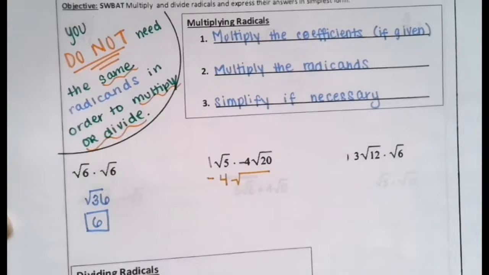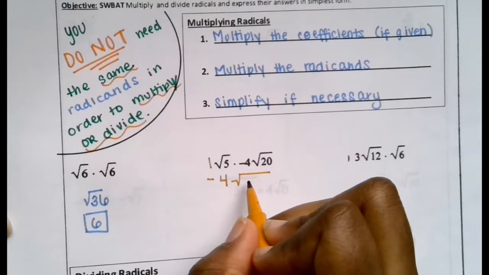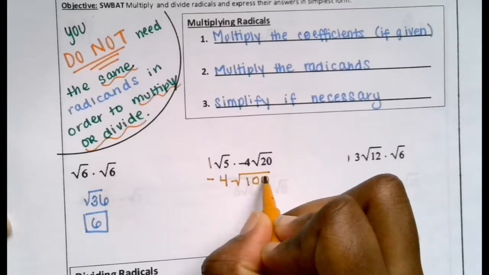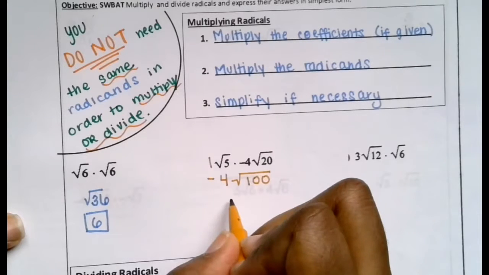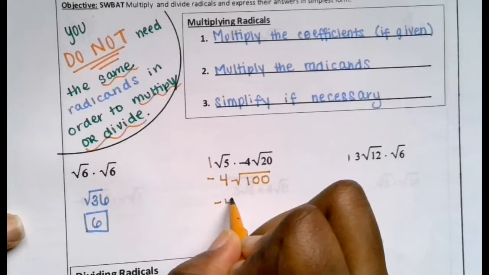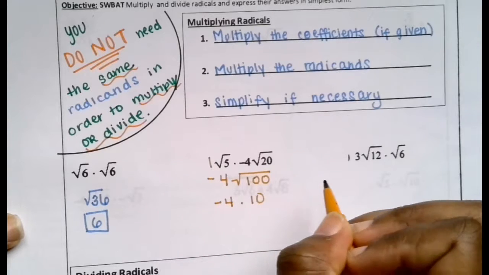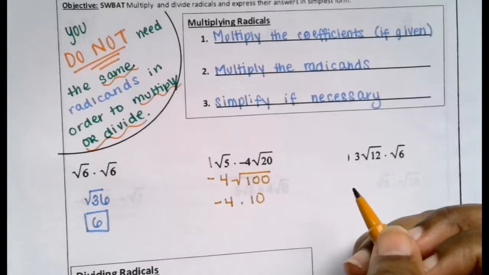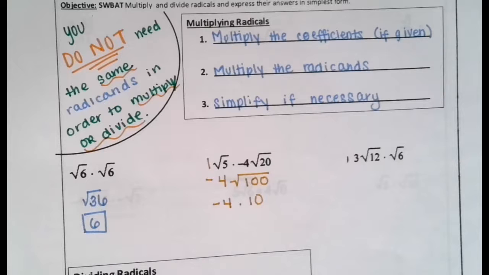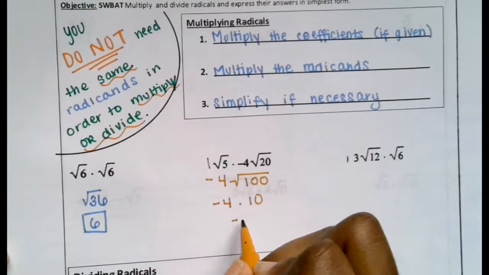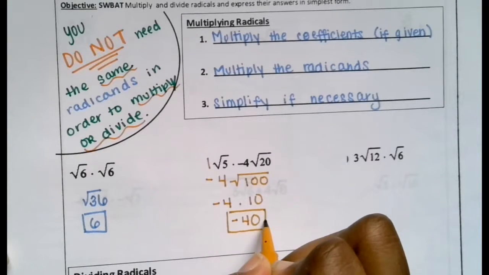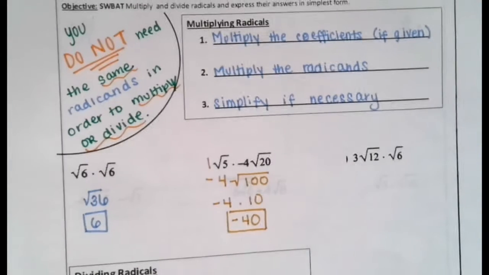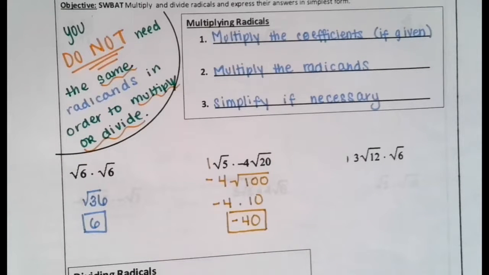And then I'll multiply my radicands. 5 times 20 gives me 100. I can then go ahead and simplify, and this will rewrite to negative 4 multiplied by the square root of 100, which is 10. And negative 4 times 10 gives me a product of negative 40. As a pleasant reminder, please ensure that your notes look exactly like my notes. And let's move on to our last example for multiplication.